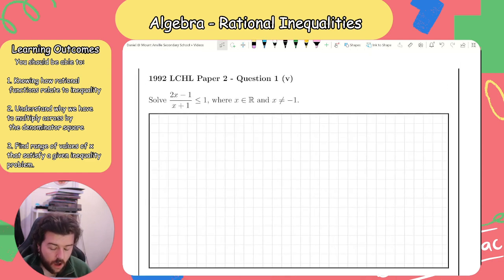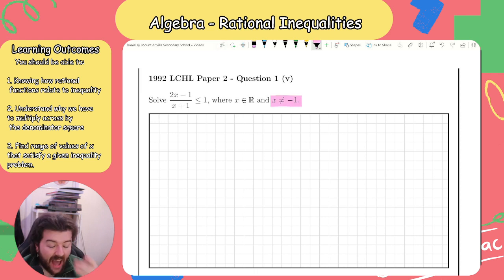2x minus 1 all over x plus 1 is less than or equal to 0. This is from 1992, when the world was in sepia tone. So, 1992, paper 2, question 1. Solve 2x minus 1 all over x plus 1 is less than or equal to 1, where x is an element of R and x cannot equal minus 1.